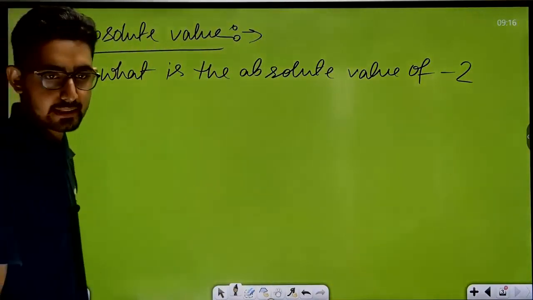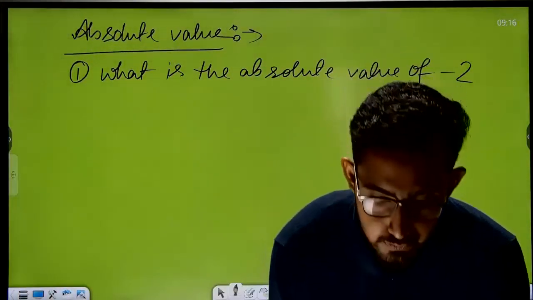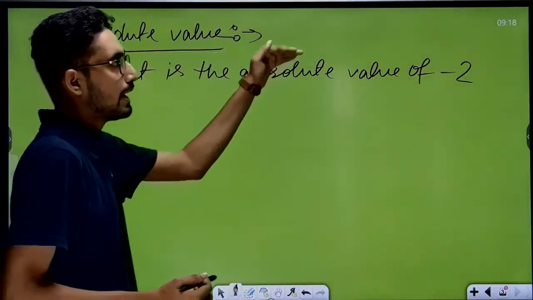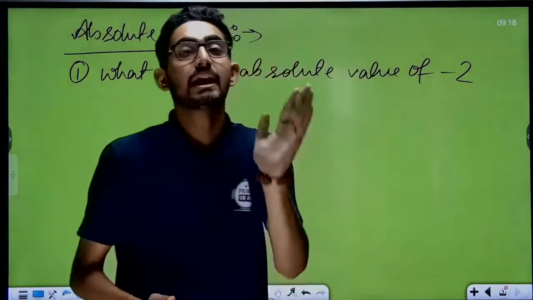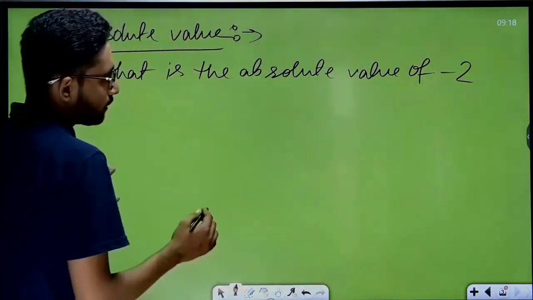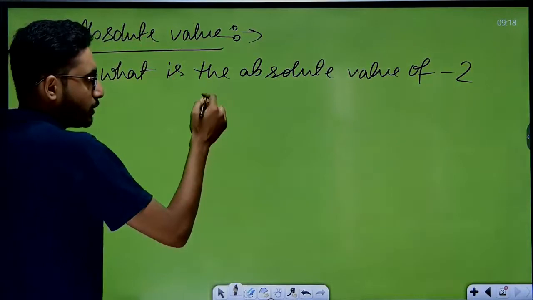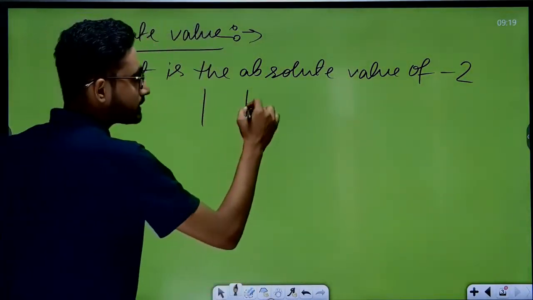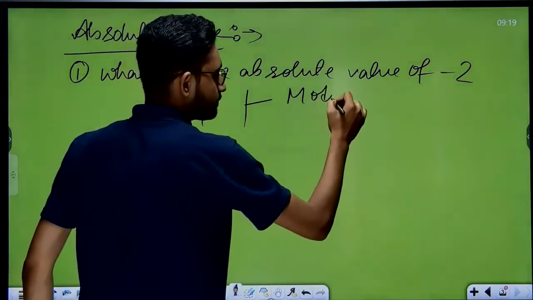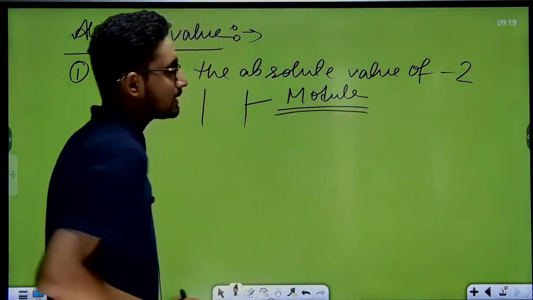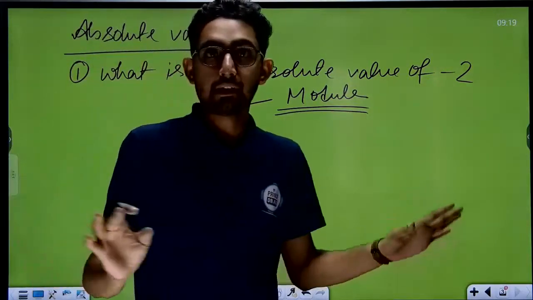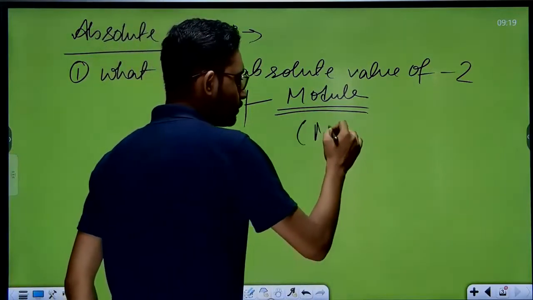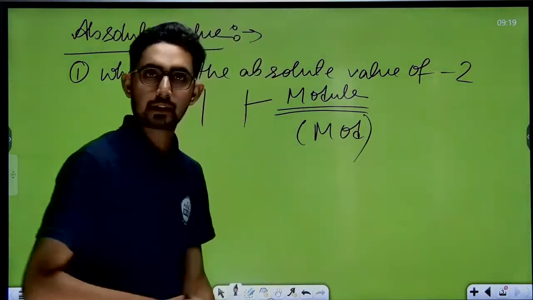minus 2? Okay, what is the absolute value of minus 2? Just wait. Now see, what is the absolute value of minus 2? So how will we find out? First of all, this is the sign of absolute value. Always remember, this is the sign of absolute value and this is known as module. Very simple thing. This is the sign of module and the short form of module is mod.